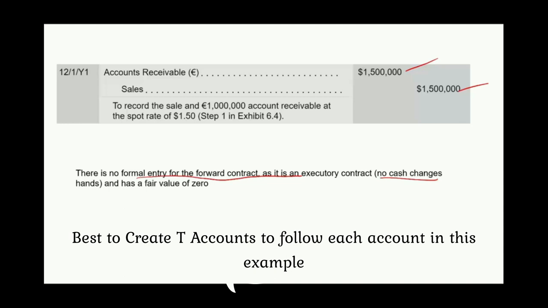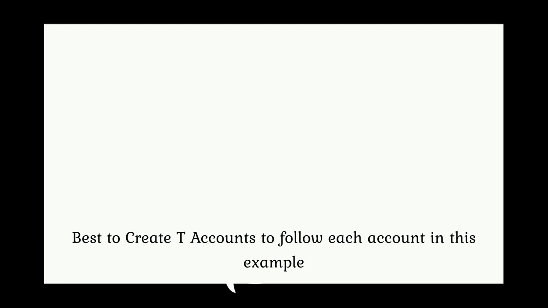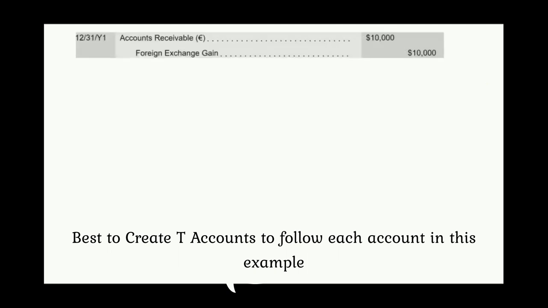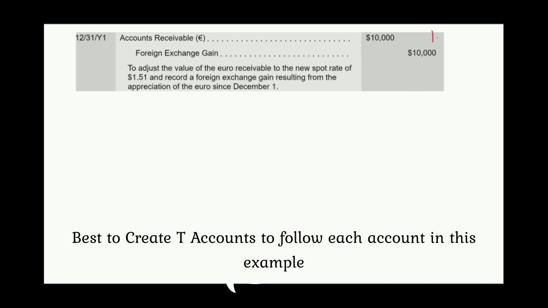Now let's go ahead and start to look at the journal entries. The first thing we have to do on December 31st is report this receivable at fair value. You remember, we made a $10,000 gain on the receivable because the value of the euro is $1.51. Notice, this is to account for the receivable.